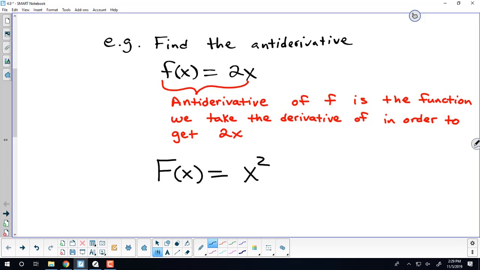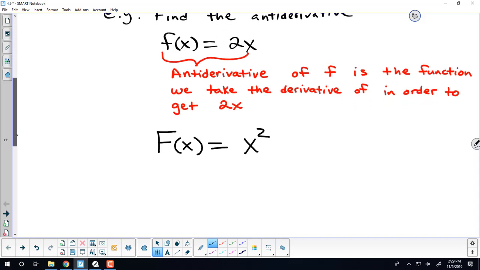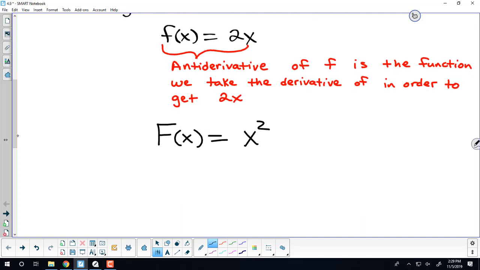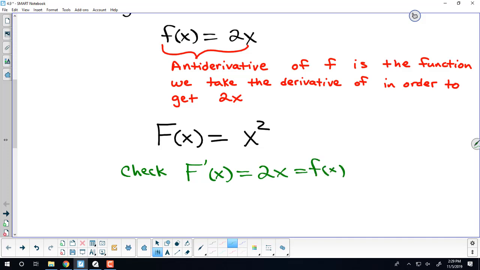But couldn't it be like 2x plus 2 or 2x minus 3? Right, yeah. So antiderivatives aren't unique. We can check our antiderivative. Since the derivative of capital F is the original function, we know for sure that x squared is an antiderivative of 2x. Does that make sense?